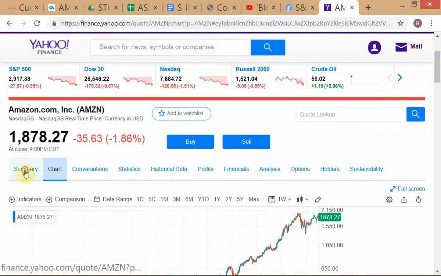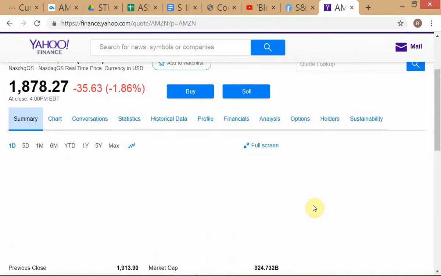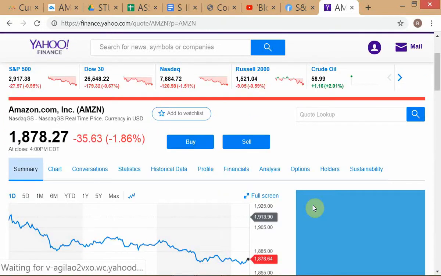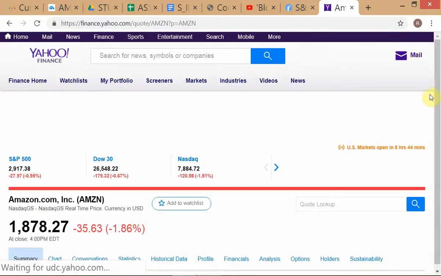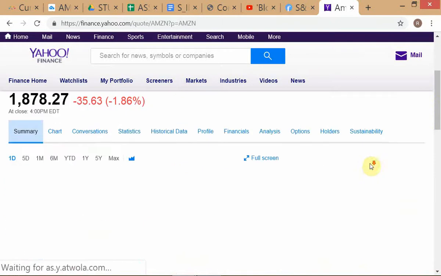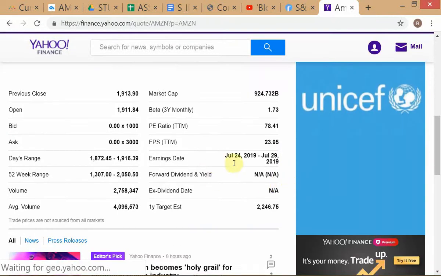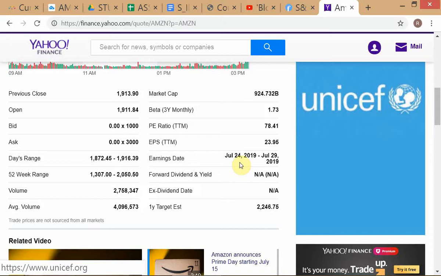If you look at the summary, there will be quarterly earnings releases. It's very important to follow the earnings release, okay? With a quarterly earnings release, there will be a discussion in the market before the release comes out. In the summary, normally you can see this information. Look at this earnings date. Somewhere between July 24th and July 29th is the next earnings date for Amazon. So somewhere in that week, the earnings will come out, okay?